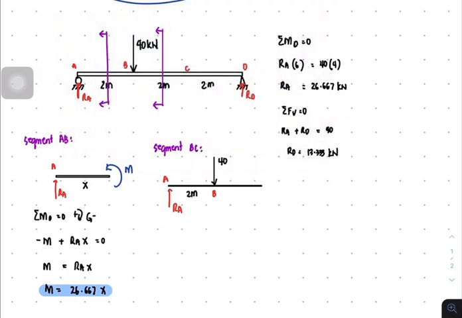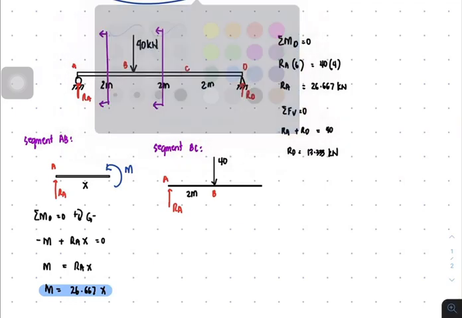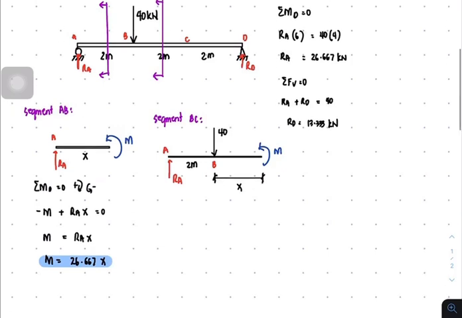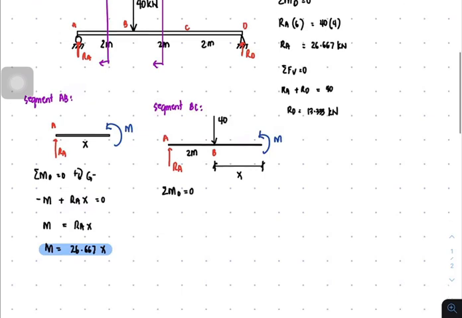And at the point of cutting, we have this moment. And since we're going to the left section, consider the counterclockwise. And this time, the function of X will now be from point B towards the point of cutting. This is now the value of X. So we're now ready to do the summation of moment at the point of cutting equal to 0.